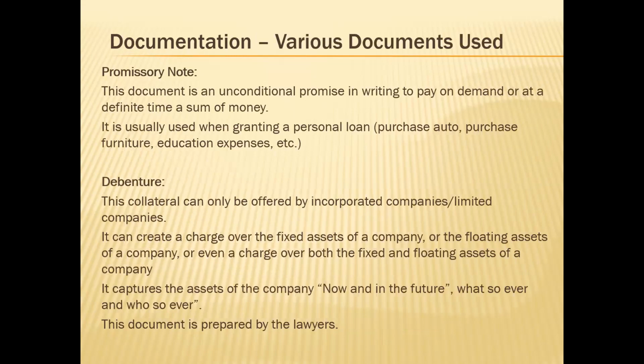So the first one of those is the promissory note. It says here, this document is an unconditional promise in writing to pay on demand or at a definite time a sum of money. It is usually used when granting a personal loan, that is to say, purchase of automobiles, furniture, education expenses, etc. So personal loans or consumer loans, you normally use a promissory note.